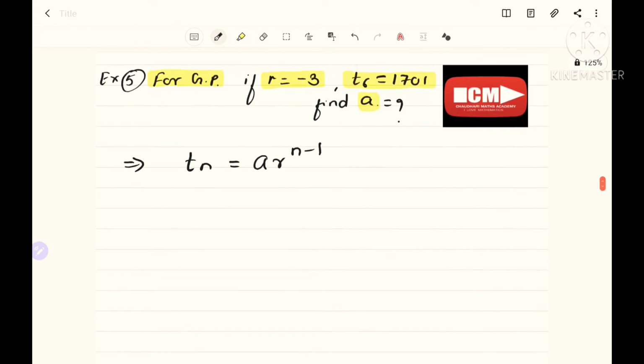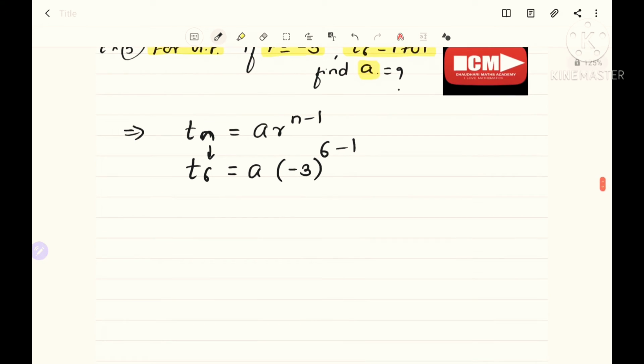Since they are talking about T6, here I am applying this formula for the nth term to T6. T6 indicates the n value in this case is 6, and we have to find the value of A. I am keeping A as it is. The R value is minus 3, and the n value is 6 minus 1. So please do this calculation.